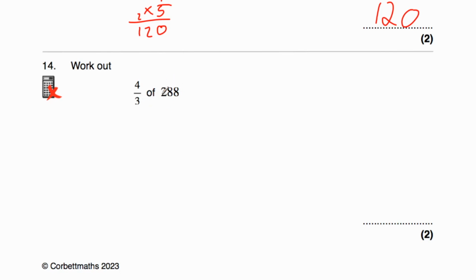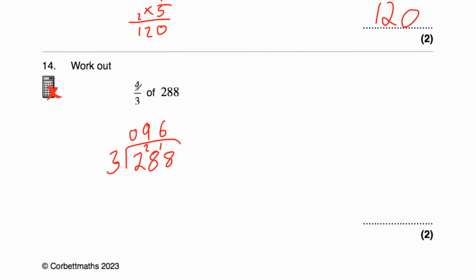We're going to take our 288, we'll divide by the bottom and times by the top. So we're going to do 288 divided by 3. So 3 into 2 doesn't go. So that's 0, remainder 2. How many 3s go into 28? That's going to be 9. 9 times 3 is 27, so it's going to be 9, remainder 1. And how many 3s go into 18? That's going to be 6. So it means 1/3 of 288 is 96.